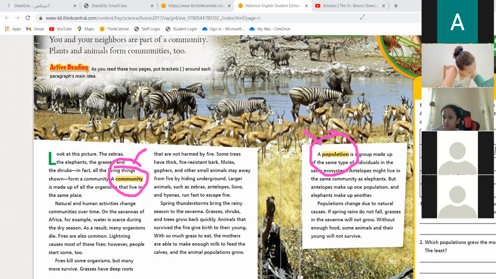Because community has many populations under it. Many populations live in one place. They make up a community, and the population is only about one type of group. One type, only zebras. In this group, we have only zebras. They make the population of zebras. And in another group, we have only deers. They make up a population of deers. See what I did over here?